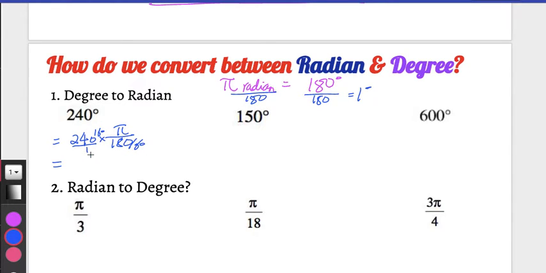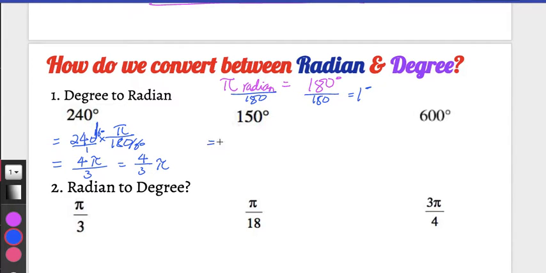Then it's very easy to see this is going to be 4 pi, because 240 divided by 60, if you don't see that, is 4. Then 180 divided by 60 is 3, so it's 4 pi over 3. You can also write this as 4 over 3 pi. They are equivalent, no differences. So this is how many radians 240 degrees is.